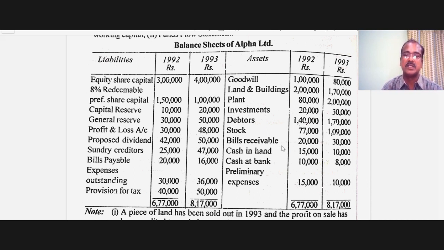Debtors, stock, bills receivable, cash in hand, cash at bank, all these are current assets that will be taken over to statement of changes in working capital. Again, to record these items, we have to consider the two formulae which I have already explained, which is nothing but increase in current assets leads to increase in working capital, decrease in current assets leads to decrease in working capital. These two formulae you have to consider to find out whether the change in these current assets contributes for increase in working capital or decrease in working capital.